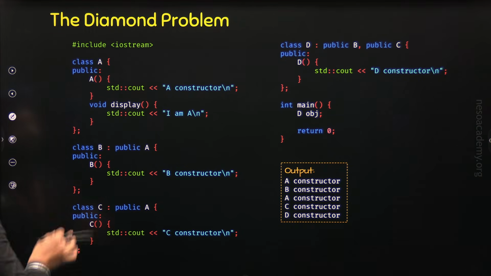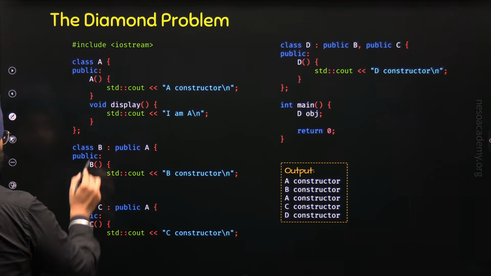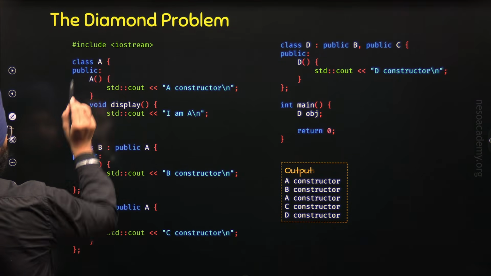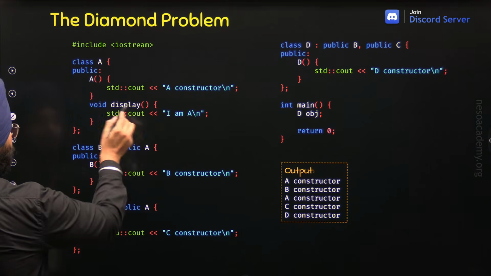Apart from this, there is one more problem. We have this public member function display. We know this that these two classes are inheriting from class A. Therefore, these two classes will receive their own copies of the display function.